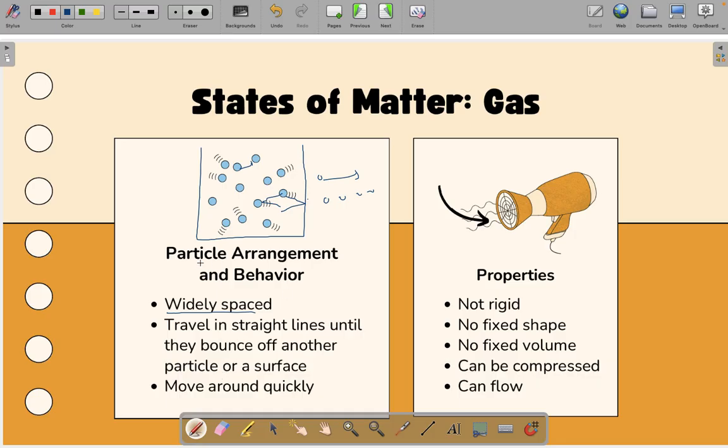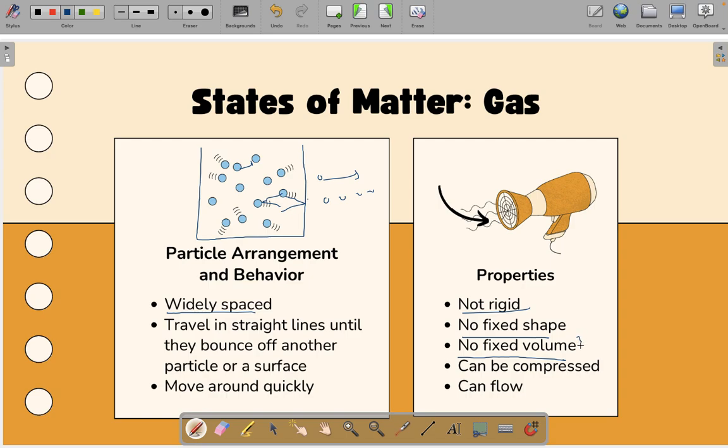So this particle arrangement results in the following properties. The first property is it is not rigid. You can pass your hands very freely across air, right? Slightly less freely across water, but still you can pass your hands. But across solids, you cannot pass your hand. That is why solids are very rigid. It does not have any fixed shape. It does not have any fixed volume.